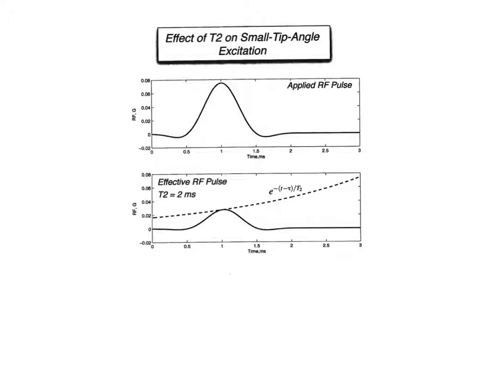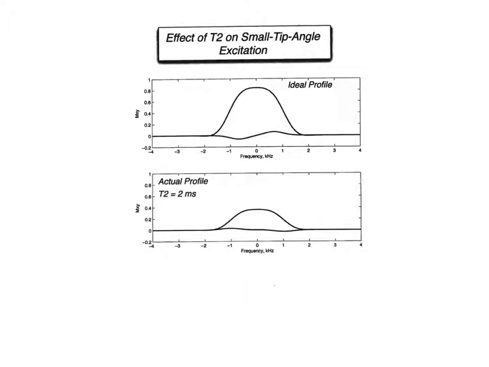So here's a simulated example of the effect of T2 on small tip angle excitation. Here's an RF pulse, a time bandwidth 4 applied RF pulse, and here's the effective RF pulse that's played out when we account for a T2 of 2 milliseconds. So you can see that the RF pulse is more squished at the beginning. It's a little bit hard to tell, but overall this trough is more squished than this trough. The beginning of the pulse is more squished than it is at the end of the pulse. And this overall results in a loss of signal for the most part.